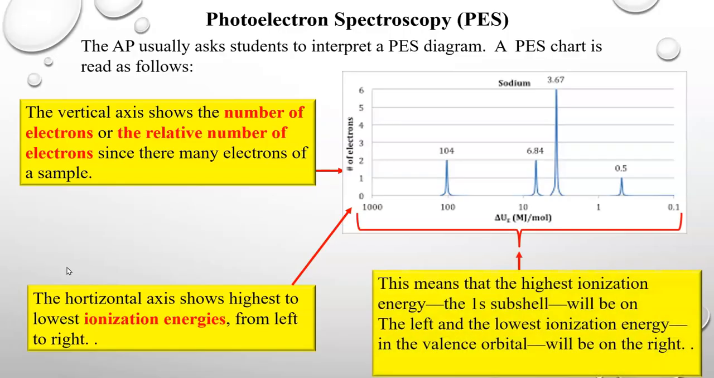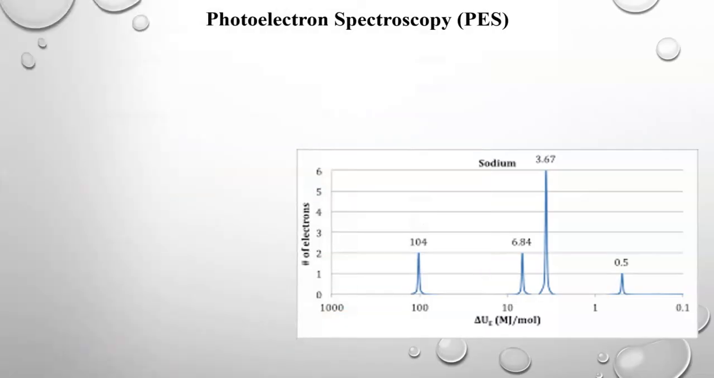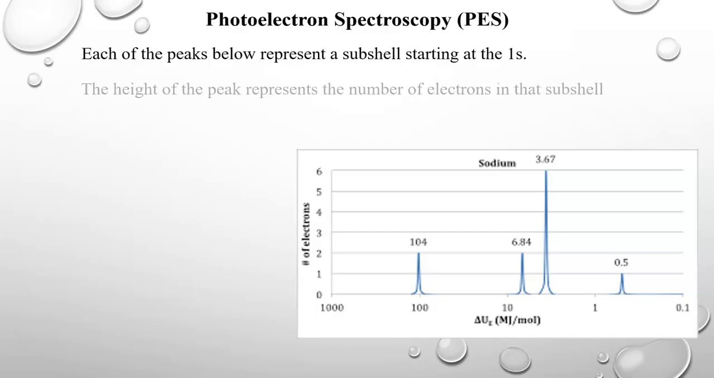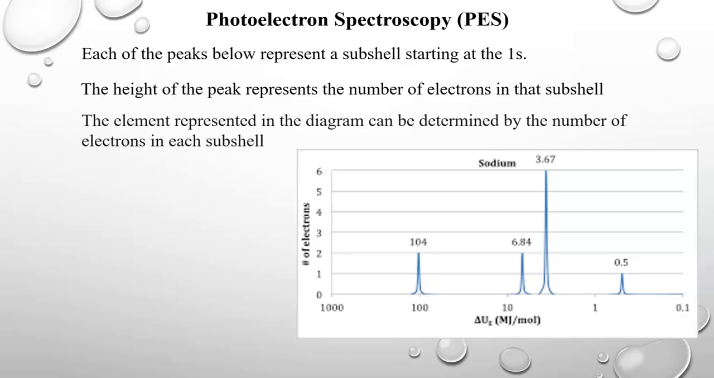So this means that the highest ionization energy, which would be in the 1s subshell, since we know that those electrons closest to the nucleus are going to have the highest ionization energy, will be on the left, and the lowest ionization energy, which would be out in the valence orbital, will be on the right. Each of the peaks below represents a subshell starting at the 1s. The height of the peak represents the number of electrons in that subshell. The element represented in the diagram can be determined by the number of electrons in each subshell.